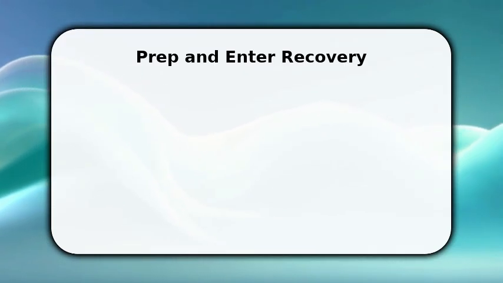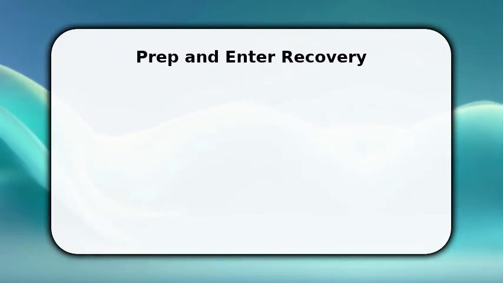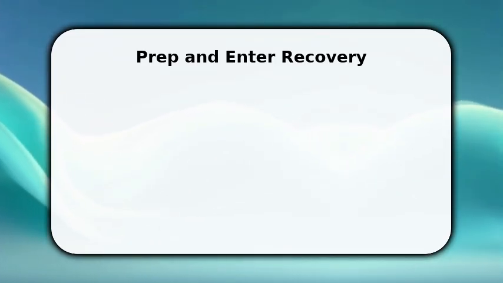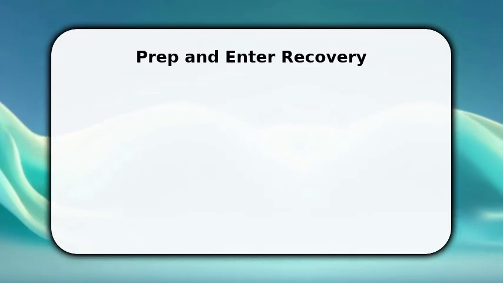You want a fallback. Now shut down the MacBook Air, then press and hold the power button until you see the startup options. This gets you into recovery on Apple Silicon. This step avoids safe boot ambiguity and gives you the tools you need to repair the system.